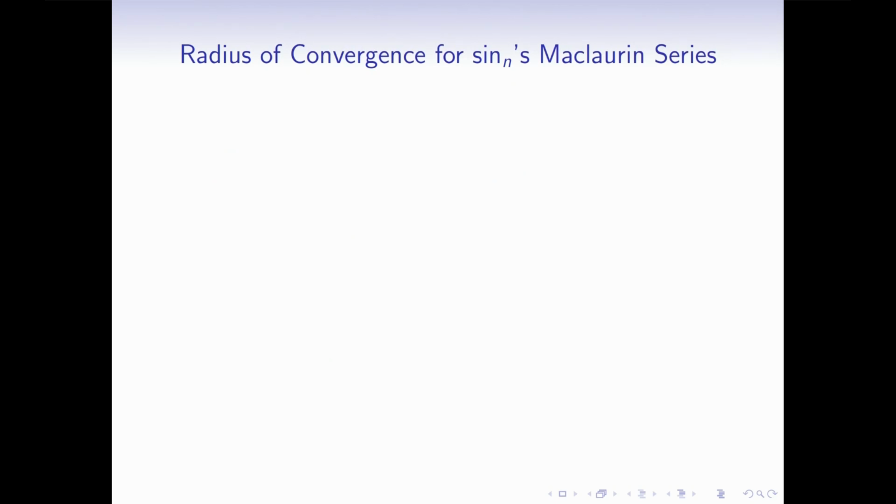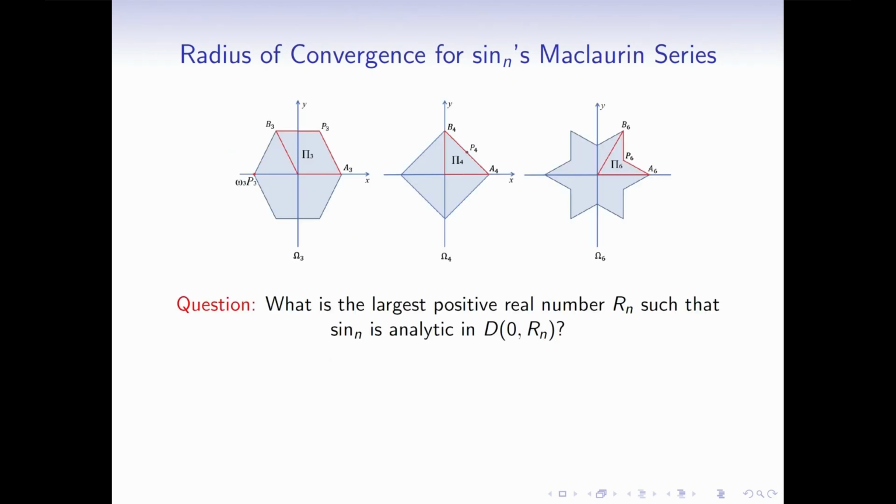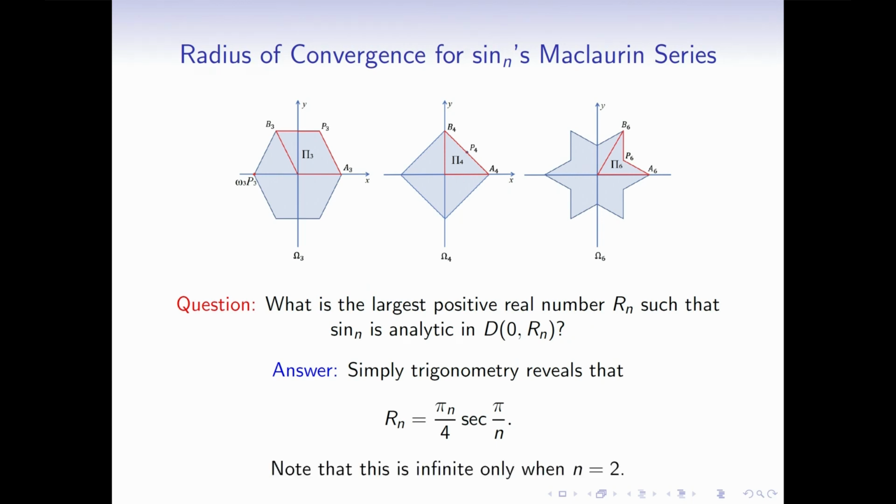But the radius of convergence of sine n, now it's pretty obvious. What's the radius of convergence? What is the largest positive real number Rn such that sine n is analytic? Well, the obstruction is the bad points, the P4. So what's the biggest circle you can draw staying away from these bad points? Well, simple trigonometry tells you the radius of convergence is pi n over 4 secant pi over n, okay?